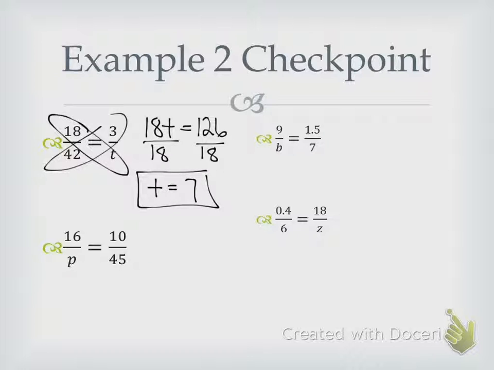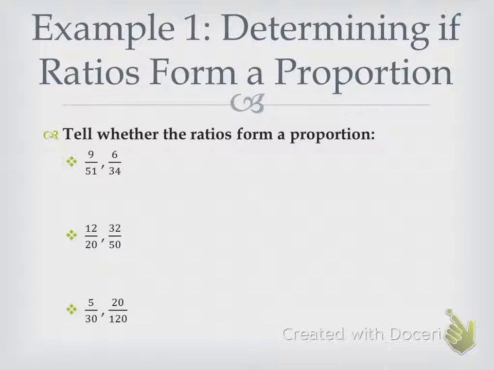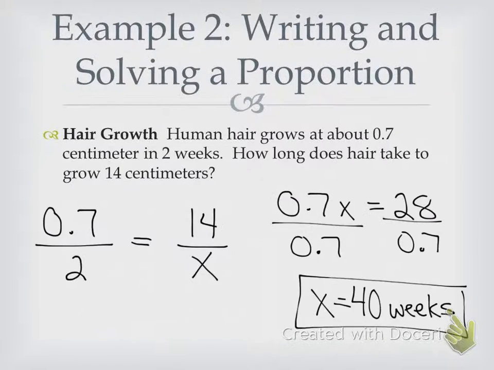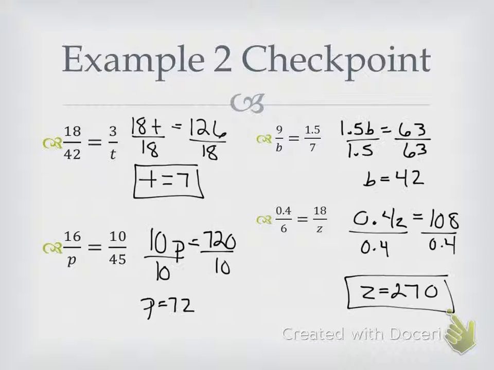All right, I want you to go ahead and solve the other 3. So, 16 over p equals 10 over 45. What'd you get? 72. Okay, so p equals 72, and then b equals 42, and z equals 270. Did you get those? Who got all 3? Awesome, you guys are great.